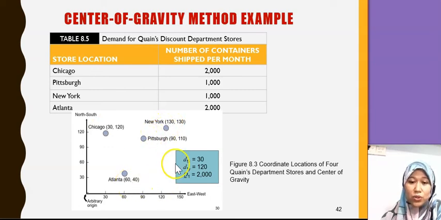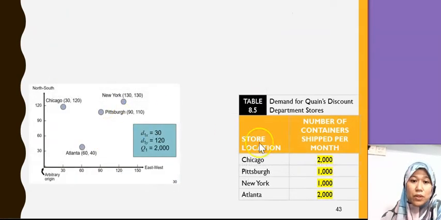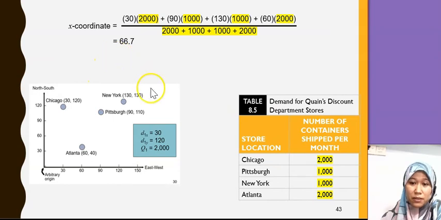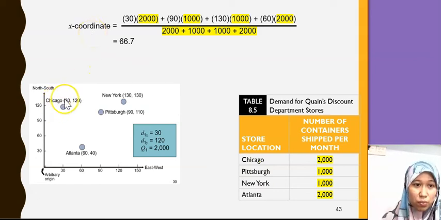Okay. So to easy solve this one, you better separate the X coordinate and Y coordinate. Okay, so pick another table. Okay, this is a table. So this one is the volume. Okay, ni yang volume dia. So kita buat X coordinate dulu. So X for Chicago is 30. Okay, and then Pittsburgh 90.